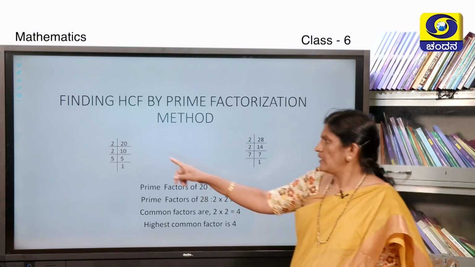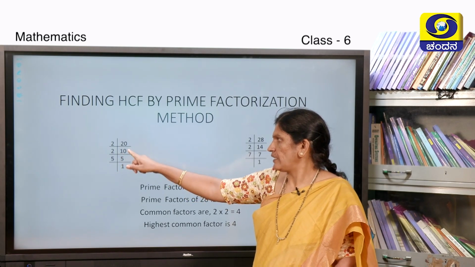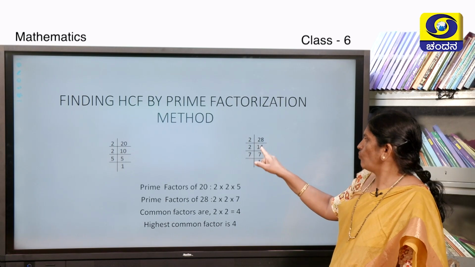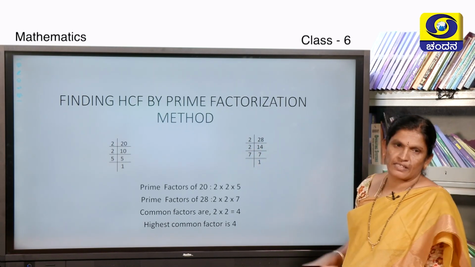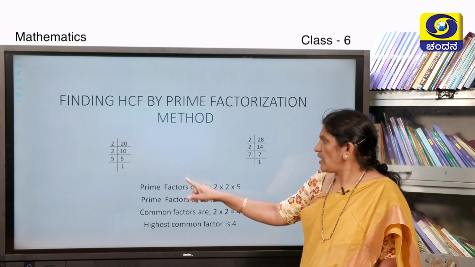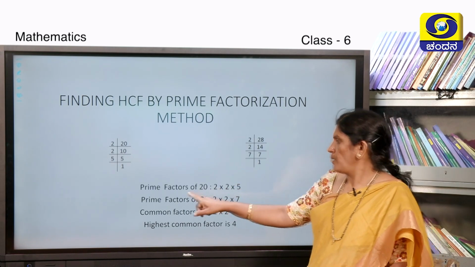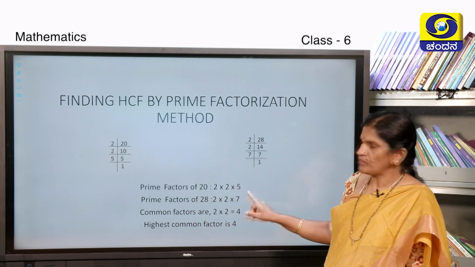For example, 20: 2 10s are 20, 2 5s are 10, 5 1s are 5. 28: 2 14s are 28, 2 7s are 14, 7 1s are 7. Prime factors of 20 are 2 into 2 into 5. Prime factors of 28 are 2 into 2 into 7.